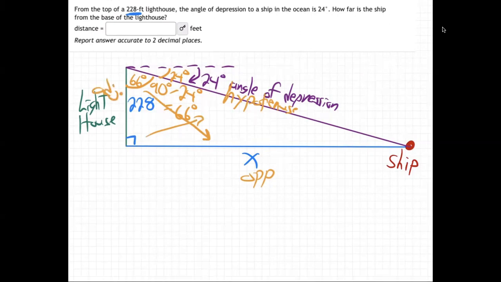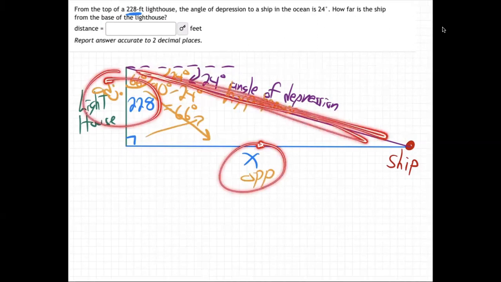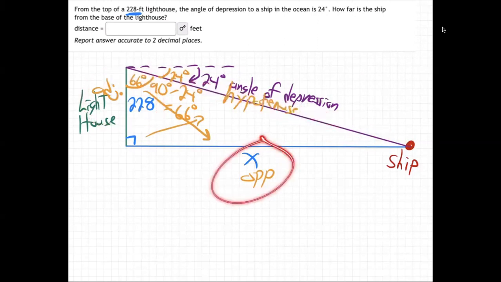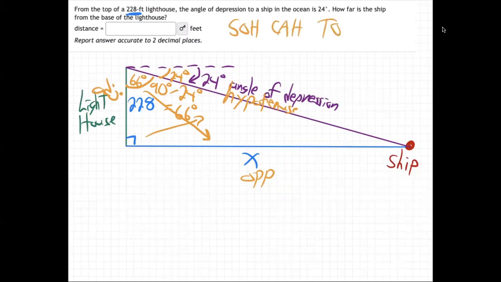So I need a trigonometric relationship that involves opposite and adjacent. I don't care about the hypotenuse, because I don't know anything about it and they're not asking me for it. But they're asking me for the one down here, which is opposite the 66. And I need the one over here, which is adjacent to the 66, next to the 66. So I need opposite and adjacent. Let's write out the trig functions. SOHCAHTOA, right? Which one of those has opposite and adjacent? Tangent.